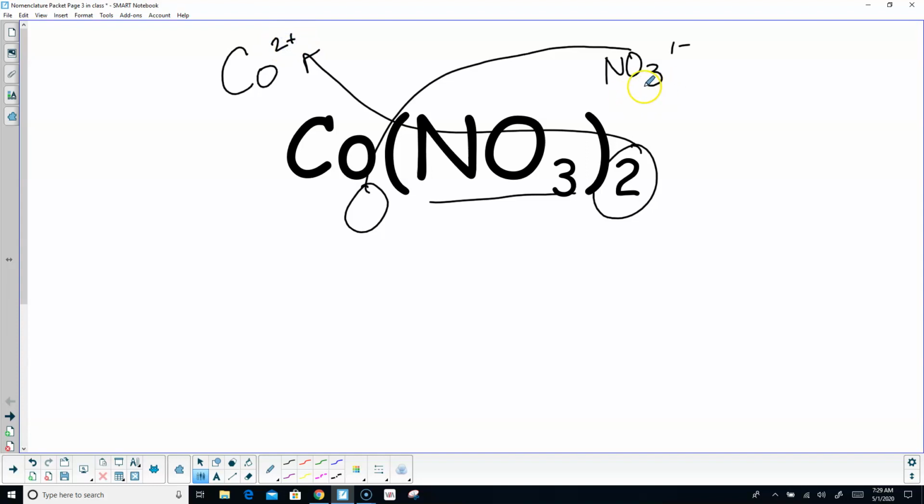Then, just as before, you have to look at nitrate and make certain that its charge matches what it should be, because they have fixed charges. Nitrate is 1 minus. That means cobalt is 2 plus. So we're going to name this thing cobalt, Roman numeral 2, nitrate.